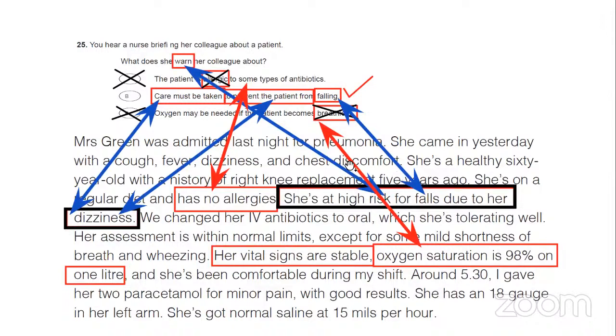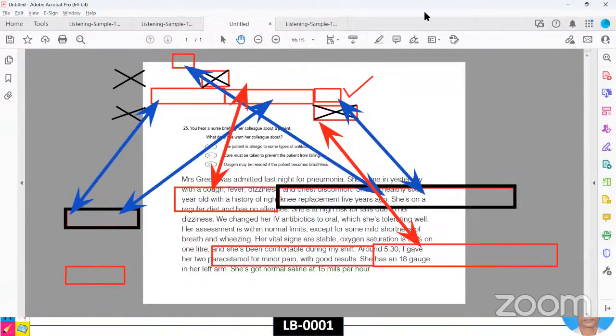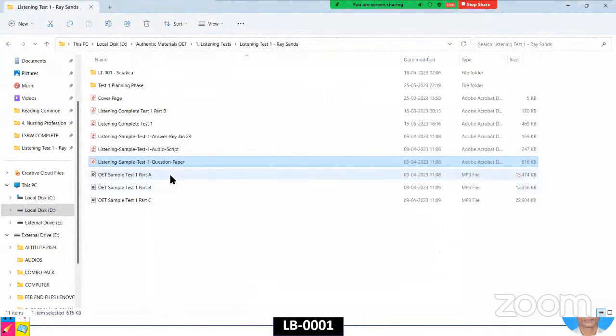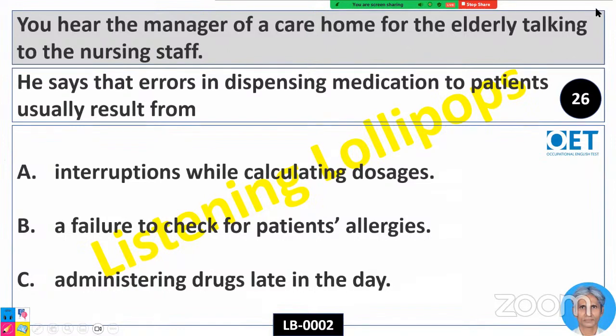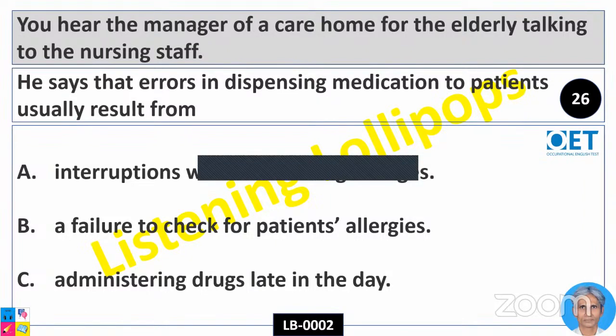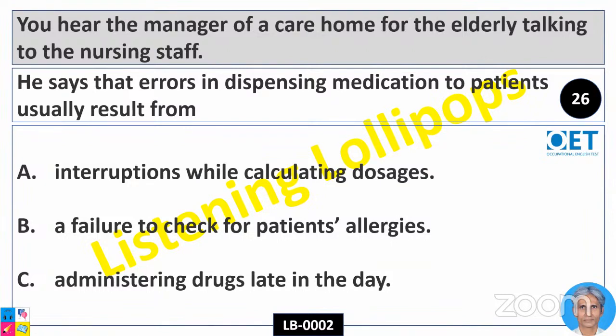Now we'll go to the second question. This is the 26th question, that is number 2. Study this question carefully. Same as how I taught before, like that you have to analyze.